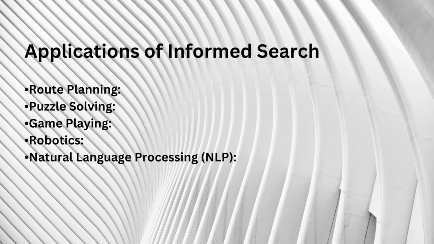Next is robotics. Robots often use informed search for path planning and navigation in dynamic environments. Next is natural language processing, NLP. In NLP applications, informed search can be used for parsing, machine translation and information retrieval tasks. Now, challenges and considerations.